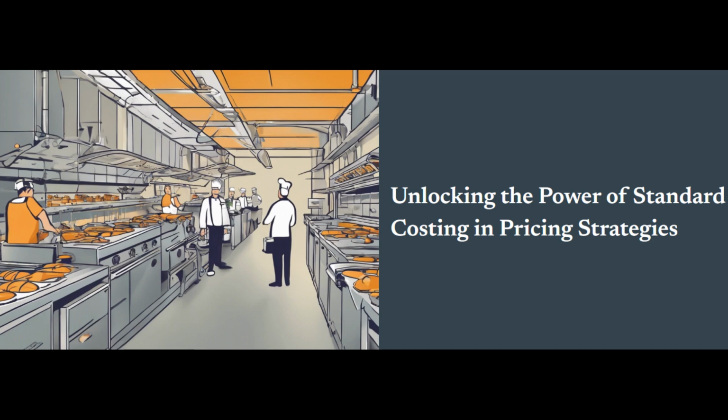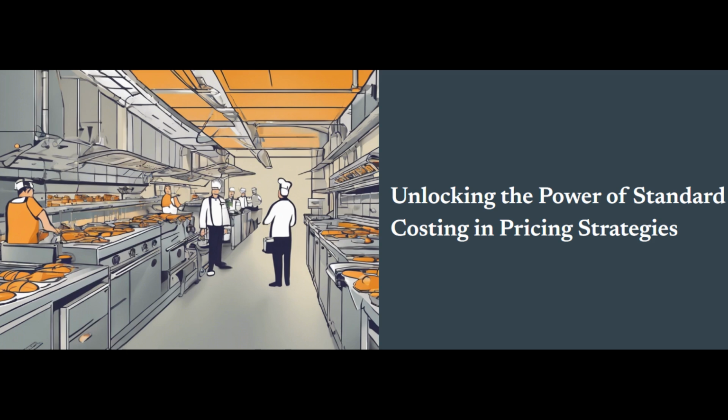For example, let's consider a manufacturing company that produces a line of high-end kitchen appliances. The company has carefully calculated the standard costs for the materials, labor, and overhead associated with each appliance model. Armed with this information, the finance team can work closely with the marketing and sales departments to set prices that not only cover the standard costs, but also allow for a comfortable profit margin.